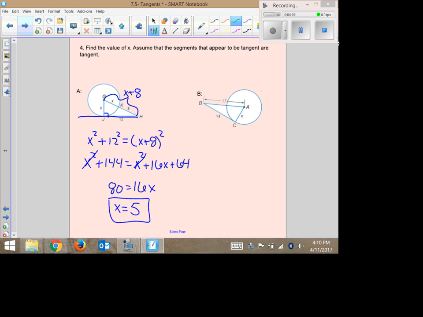Working on the right now, here is our radius and our line of tangency. So here is our right angle. So we need x squared plus 14 squared to equal 17 squared. So we get x to equal the square root of 93, or approximately 9.64.